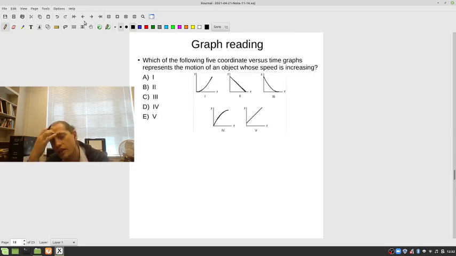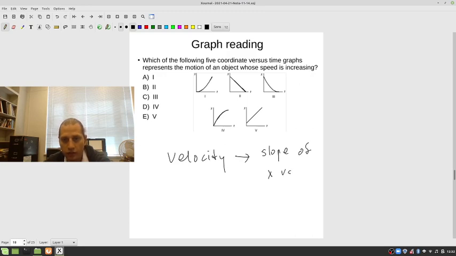All right, and just a last one. You might remember this type of problem. It says, which of the five coordinate versus time graphs represents the motion of an object whose speed is increasing? Well, remember, velocity is represented by the slope of the x versus t. So as time goes on, which one of these has a slope that's getting steeper?